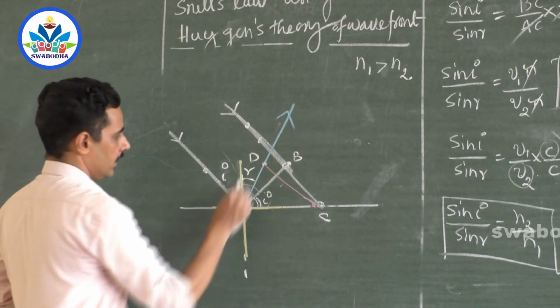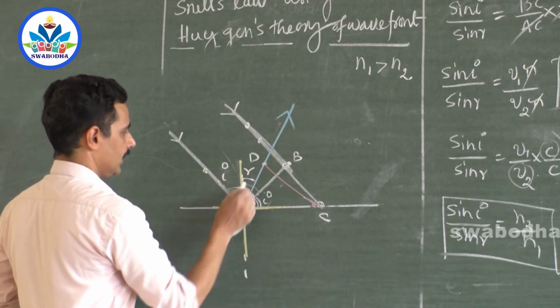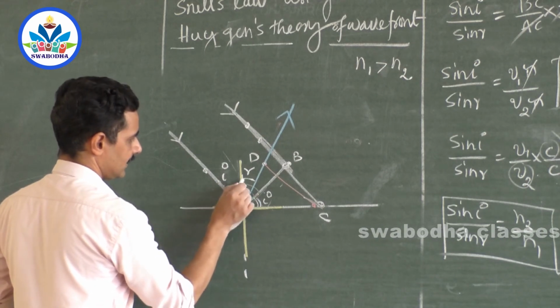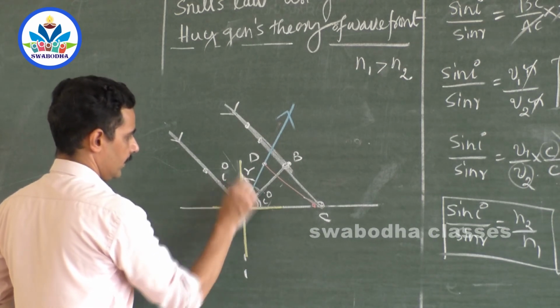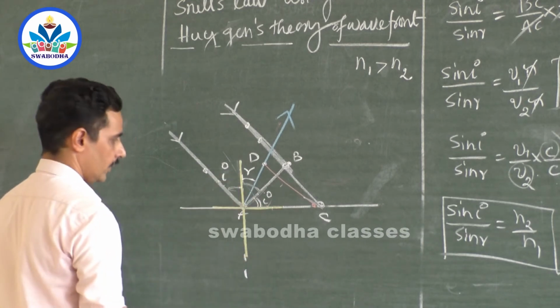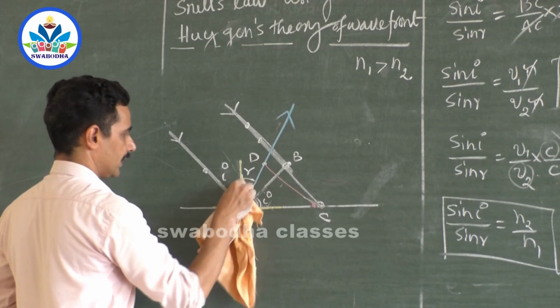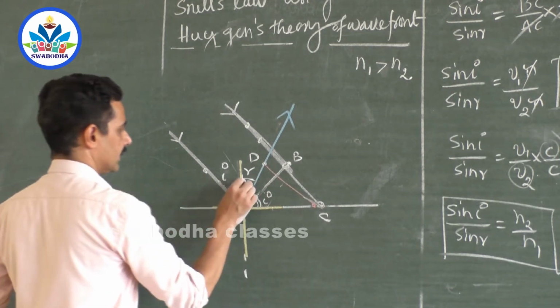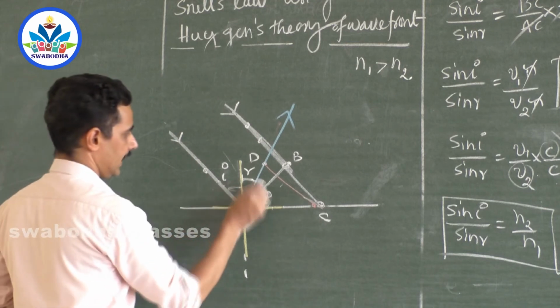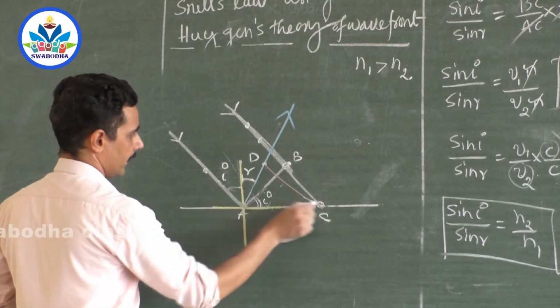Or this I and this one are perpendicular, so this I and this is 90 minus I, but this and this are perpendicular. When this is 90, this should be I. Okay, that I is transferred. What about R? We have to prove that I equals R. This is the angle of reflection. If this is R, then you see this triangle.